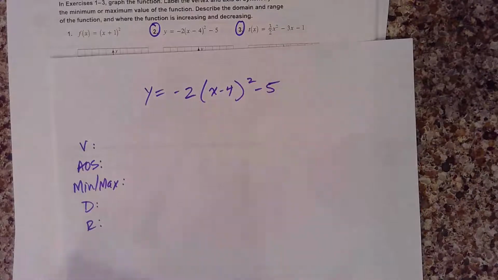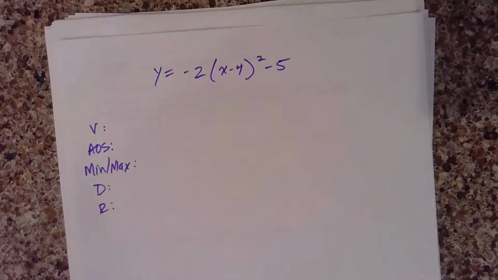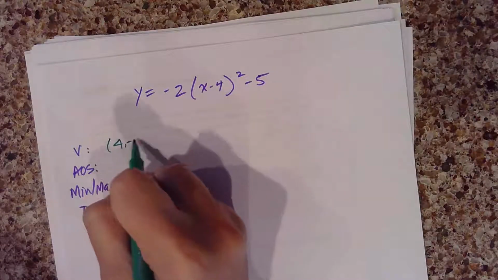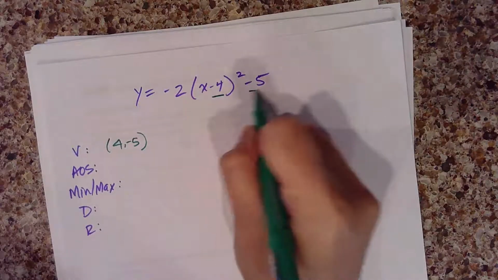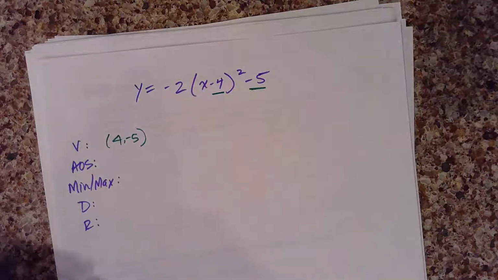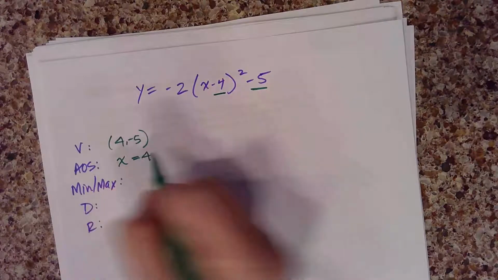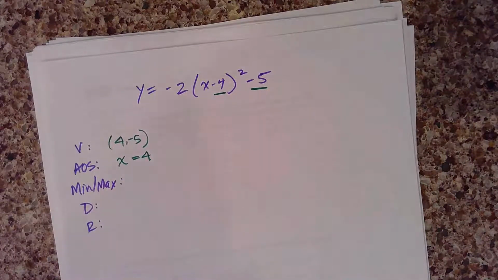All right, so let me show you how to do this. Vertex should be the easy part for a vertex form equation. The last thing I do is graph. So the vertex should be at the point 4, -5, because again, h, k. Got it. Axis of symmetry, remember what I said: it's always x equals the x value of your vertex. So in this case, x equals 4.